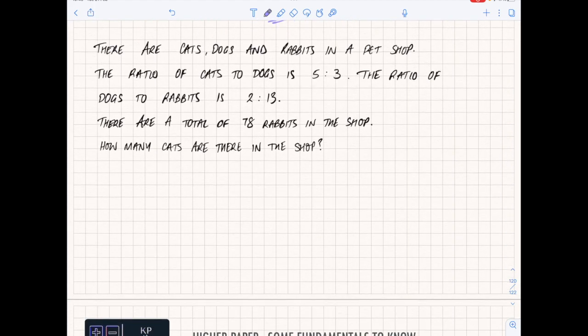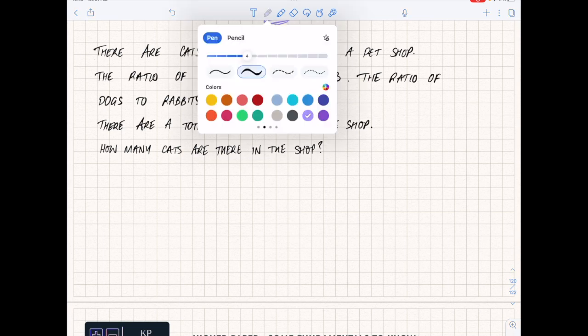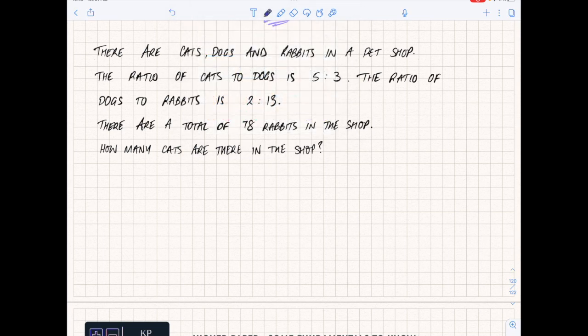So the next style we're going to look at is ratio where there's an overlap. If you're not 100% sure on ratio, I've done a video on ratio as well, which is linked in the description, so you can spend a bit of time looking purely at ratio if it's something you need to work on. But let's look at this example here. We've got cats, dogs, and rabbits, so we've got 3 parts. The ratio of cats to dogs is 5:3.